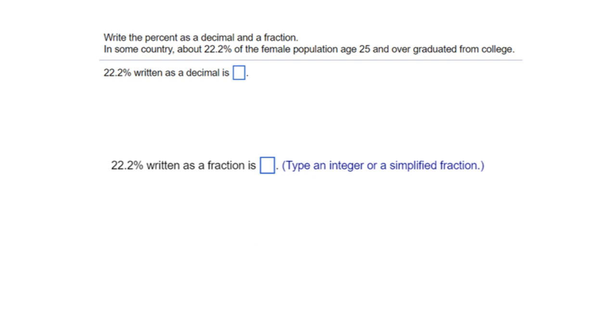Write the percent as a decimal and a fraction. In some country, about 22.2% of the female population, aged 25 and over, graduated from college. So they gave this to you as a percent, and the instructions for this first one say to write it as a decimal. So drop your percent symbol, take your original decimal, and move it 2 places to the left. So that will end up being in front of the 2's.